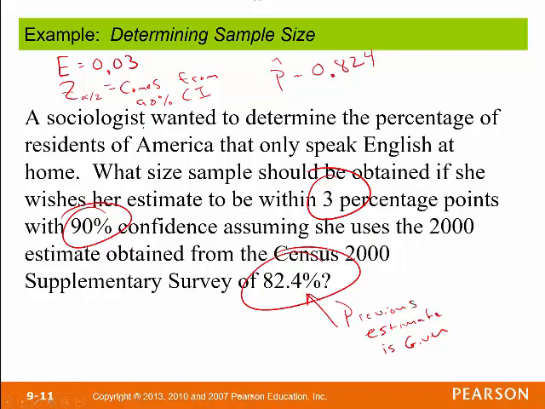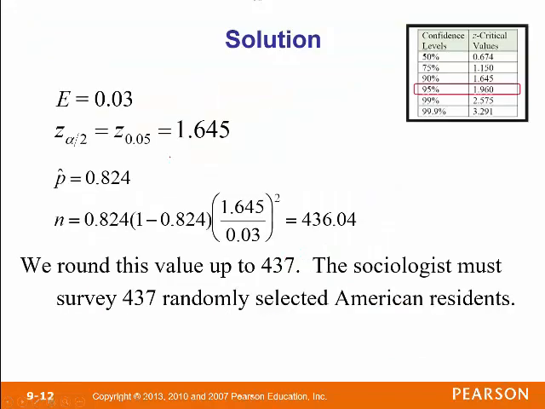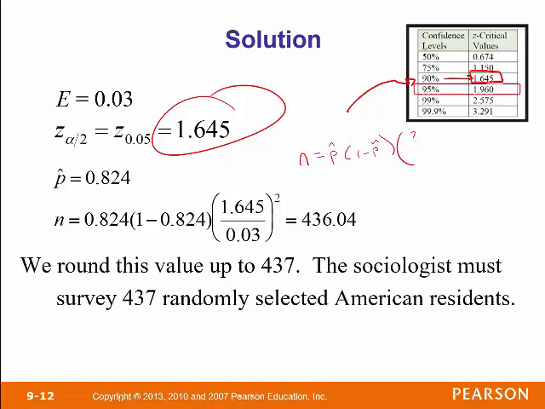Now it's just a matter of plugging in and following the formula. The margin of error is equal to 0.03. They wanted a 90% confidence interval, so you're going to use the critical value 1.645. P hat is equal to 0.824. So you're just going to use this formula: n is equal to p hat times 1 minus p hat times the critical value over E, squared.